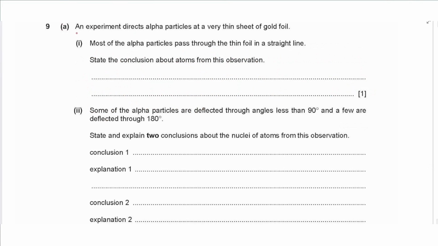Question 9a says an experiment directs alpha particles at a very thin sheet of gold foil. Most of the alpha particles pass through the thin foil in a straight line. State the conclusion about atoms from this observation. So this says that most of the atom is actually empty space.